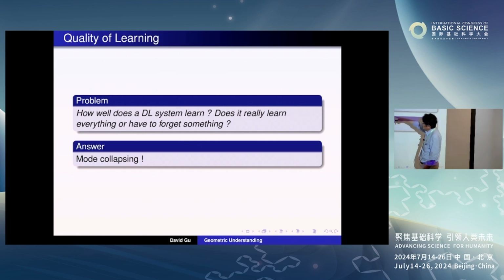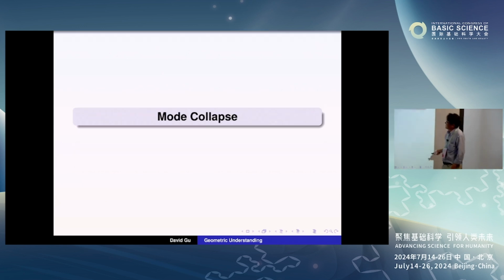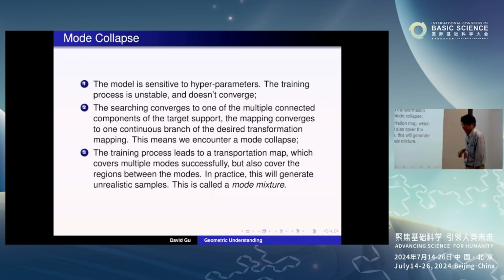Then how well does a deep learning system really learn? Does it really learn everything or have to forget something? We know that mode collapsing is the big bottleneck. We know it's really difficult to train a big model. The model is really sensitive to hyperparameters, so sometimes the training process is highly unstable and doesn't converge. Therefore, it costs a lot of graduate students' time. When you train one model, it takes months, mostly because you try to find the good hyperparameters, even if you have big GPUs.